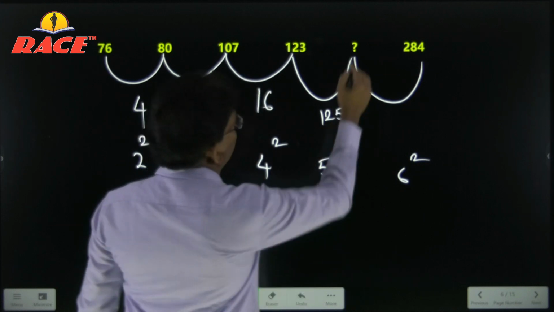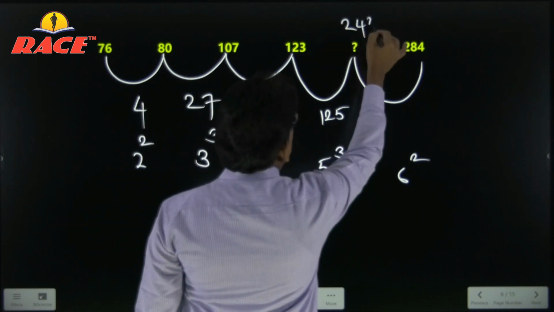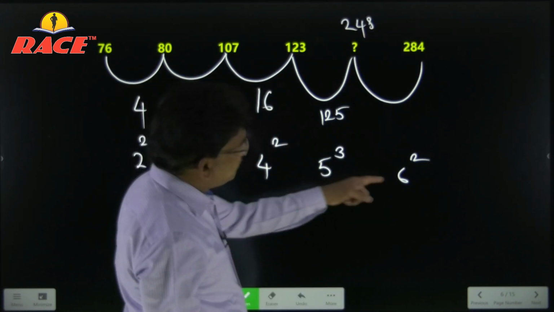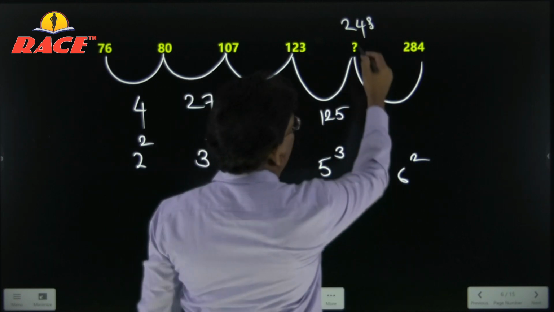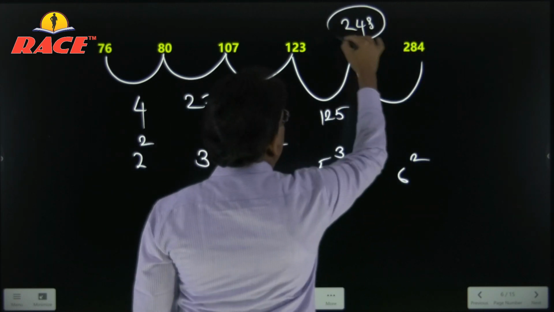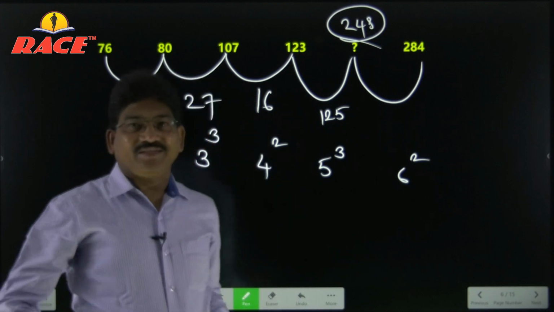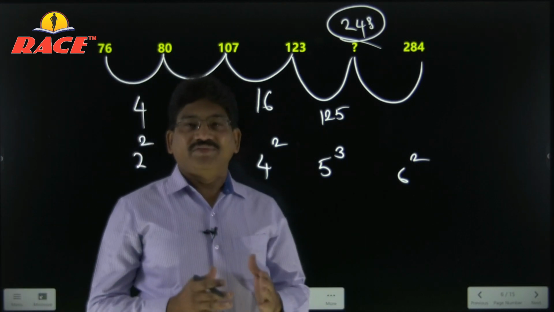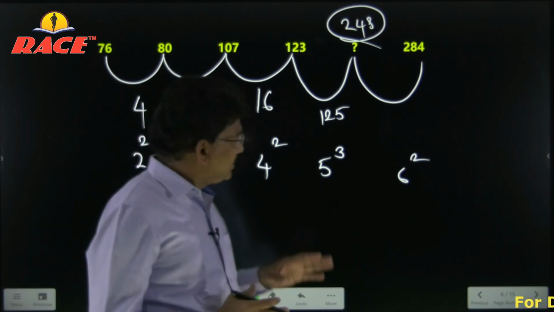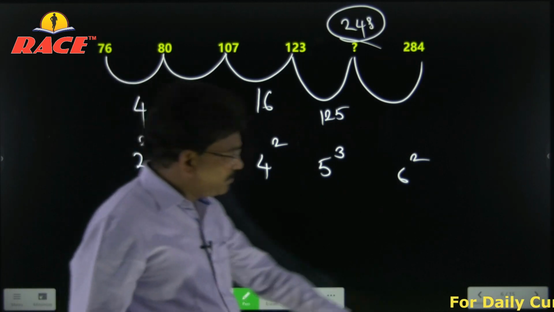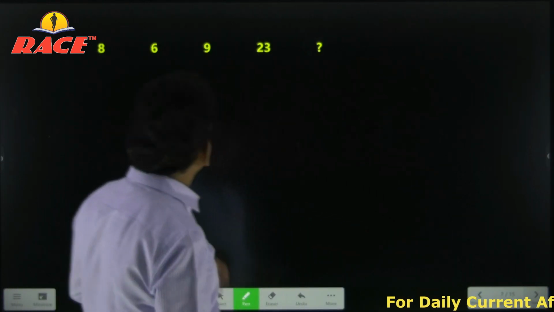123 plus 125 is 248. If it is 248, plus 36 should be 284. Exactly, plus 36 is 284. So what is the missing number? 248. This is how you have to find out, friends. It is easy, not difficult at all. You can easily find it out. Okay? Yeah, we'll go to the next question.